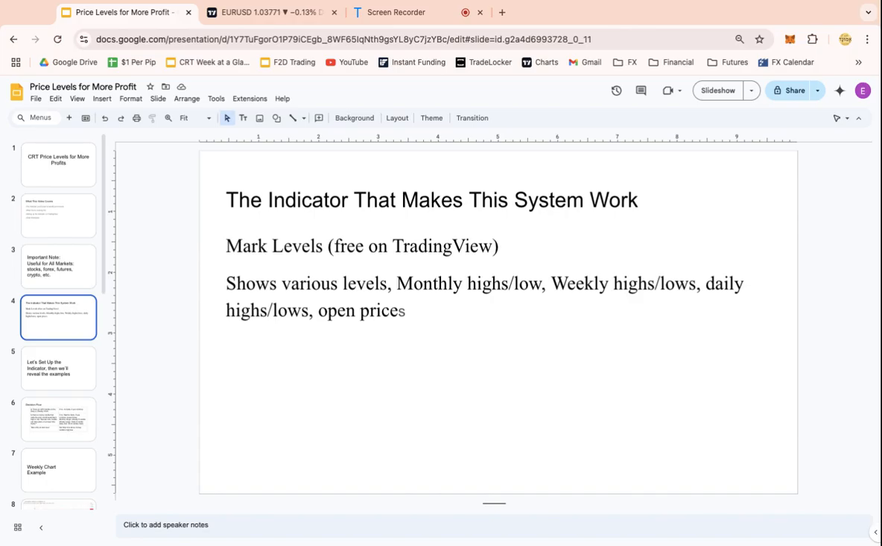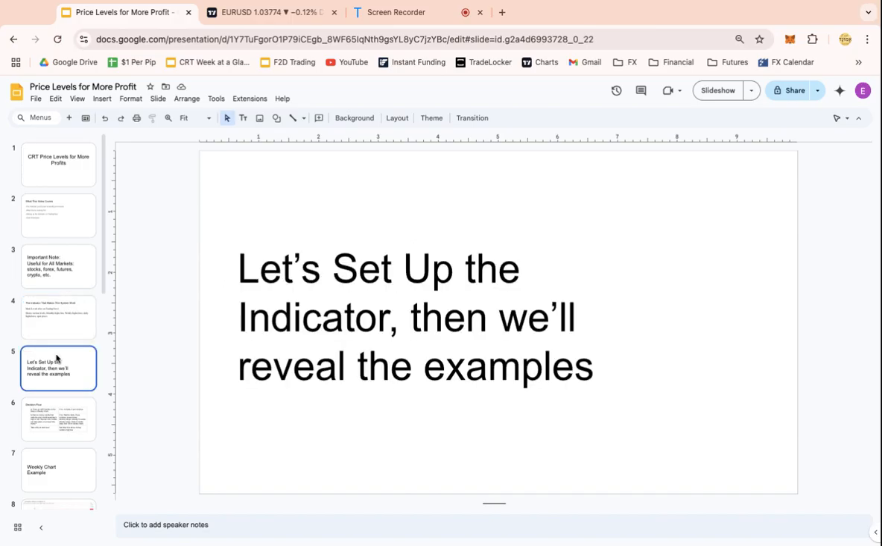We won't need all of that. We're going to customize this to make this as clean and as simple as possible. So let's set up the indicator on TradingView, and then I'll reveal the examples to you to show you how to use these levels to help you make more profit.